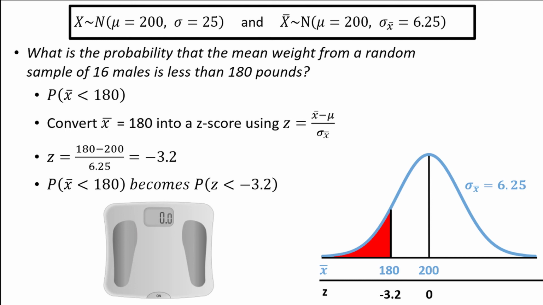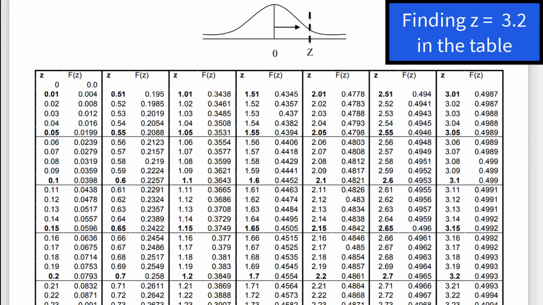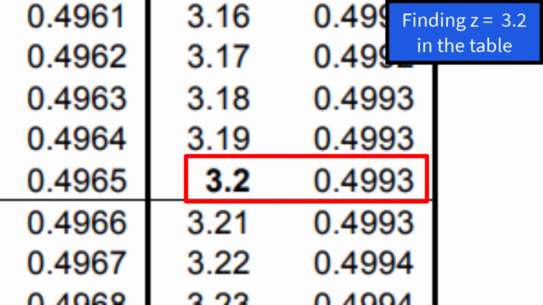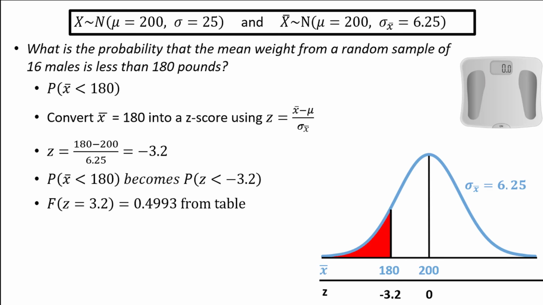Let's find 3.2 in the table. Here is the table again. Remember that we need to take the positive z-score, so the probability associated with positive 3.2 is 0.4993. The area from the table is the area from the mean down to our z-score, which does not correspond to the shaded area since we need the tail. To find the tail area, we take 0.5 and subtract 0.4993 to get 0.0007.